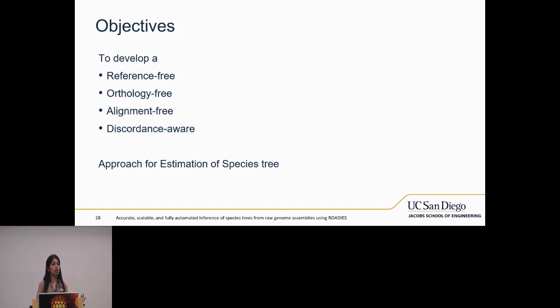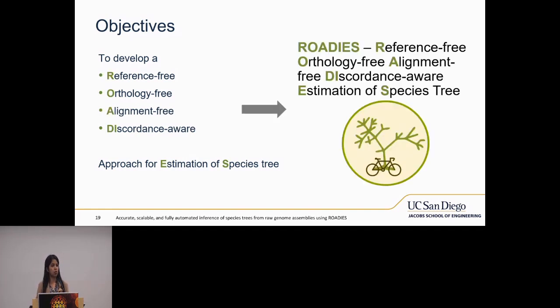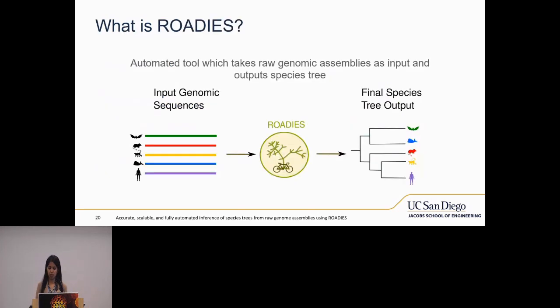Now, considering all these objectives, we developed our tool ROADIES. This is the full form of the ROADIES acronym that fulfills all of these objectives. Now, what is ROADIES? ROADIES is a tool which estimates and generates the final species tree in Newick format. As an input, you just need to give raw genomic assemblies. You don't need to give any guide tree, you don't need any multiple whole genome alignments, and you don't need to do any orthology inference.